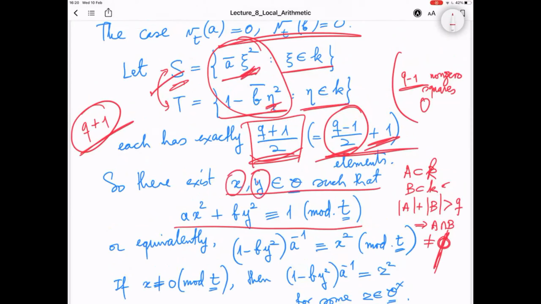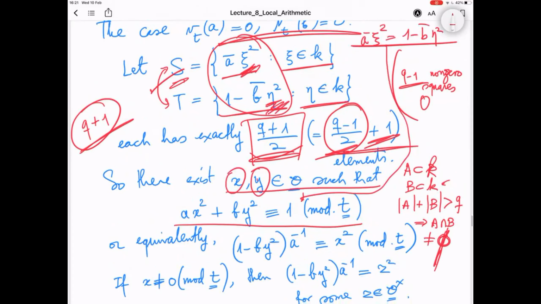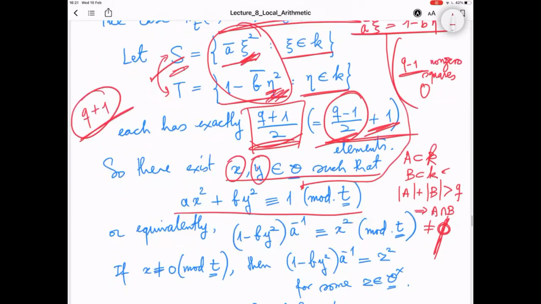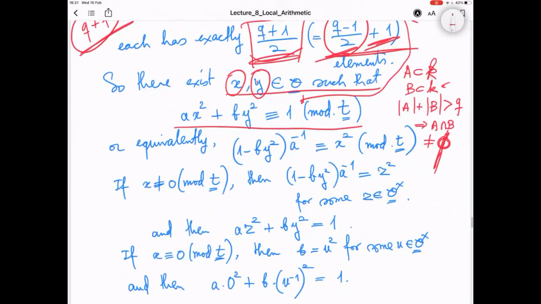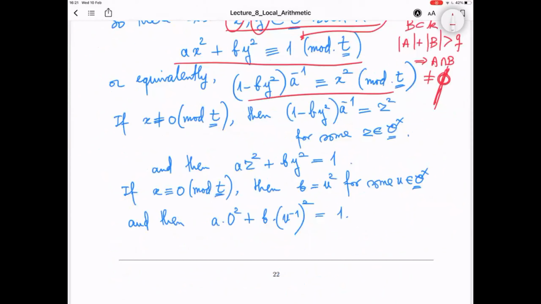And a bar psi squared is equal to 1 minus b bar eta squared. This is exact. So the exact translation of this is this here. Ax squared plus by squared is congruent to 1 modulo t. And there's another way of saying that: you just take this x squared to the other side, and that's it.